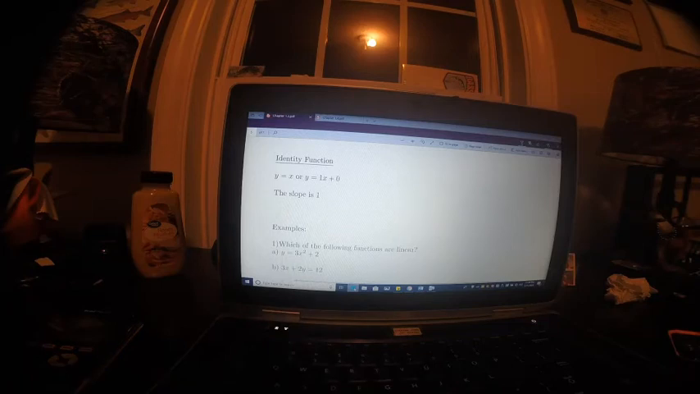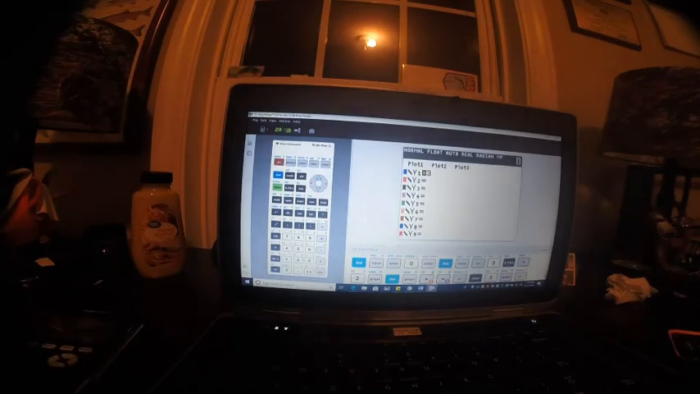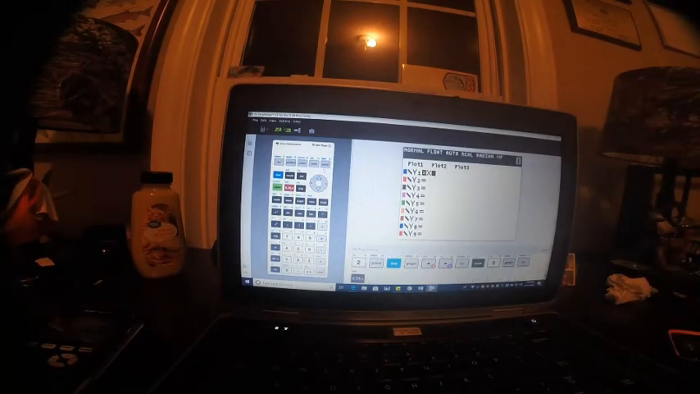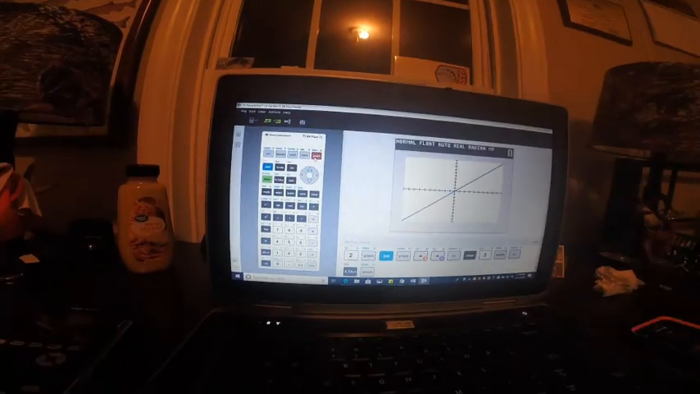Now, the other one you have here is an identity function. So we've got y equals x, or y equals 1x plus 0 if you want to write it in standard form. Essentially, whatever y is, x is. And if you graph this, you'll notice the slope is 1, obviously because there's an imaginary 1 in front of that x. If you graph this, it's just a diagonal line. Y equals x, graph it, there it is.